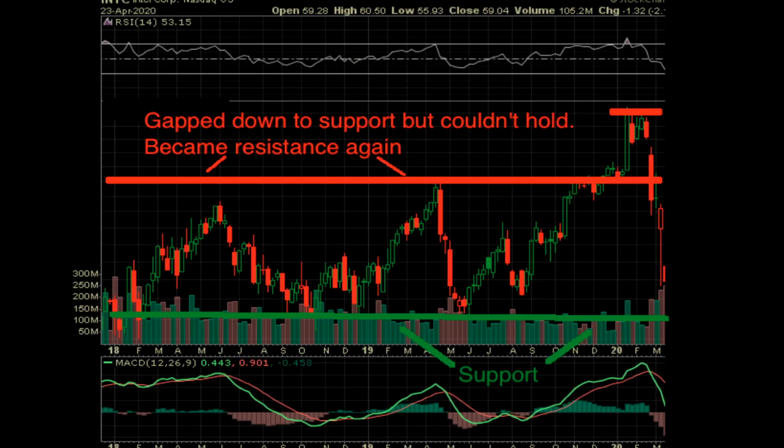It starts consolidating at the top, but notice how we have a new resistance up there that it's trying to break. It never got the chance to and gapped down to our support area, which it couldn't hold. As a result, once again, the previous support is now the resistance. The stock continues to move lower while almost touching our support area.